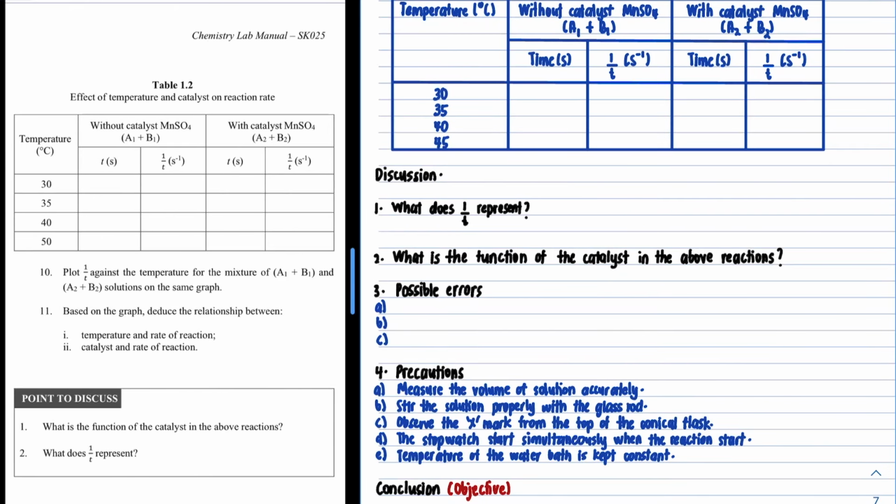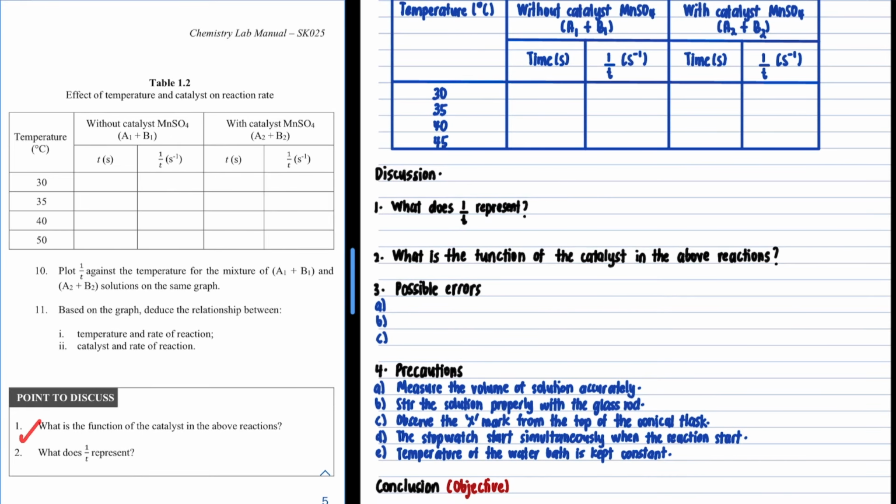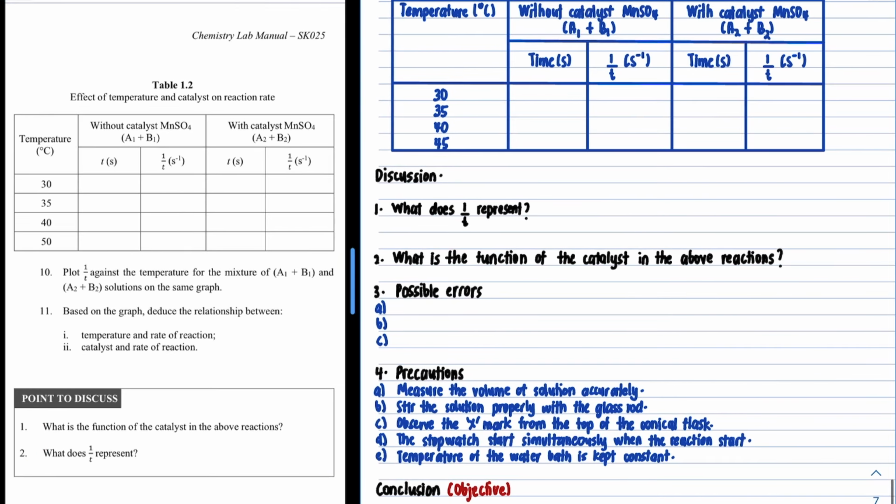Next, what you have to write down is the discussion. For the discussion, you're going to answer the points to discuss, number 1 and 2. Here, number 1 asks what does 1 over T represent, and what is the function of the catalyst in the above reaction. So again, you have to answer it in the discussion.